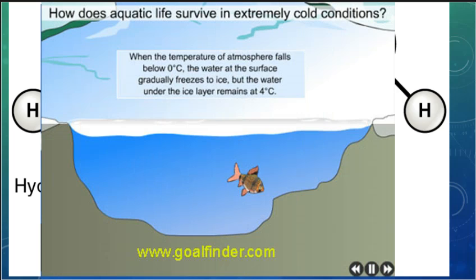Also, this is showing our little fish surviving because the ice freezes from the top down instead of from the bottom up. If it froze from the bottom up, then we would have dead aquatic animals. And you think, well, big deal. Well, actually, they're part of the food chain. We need those guys to help us survive.